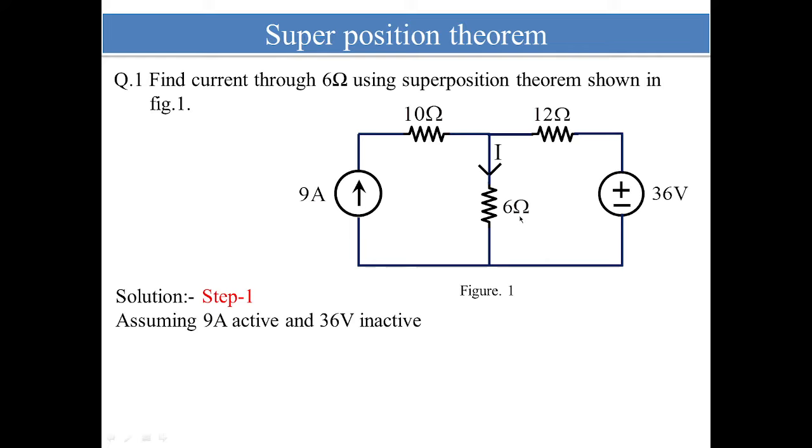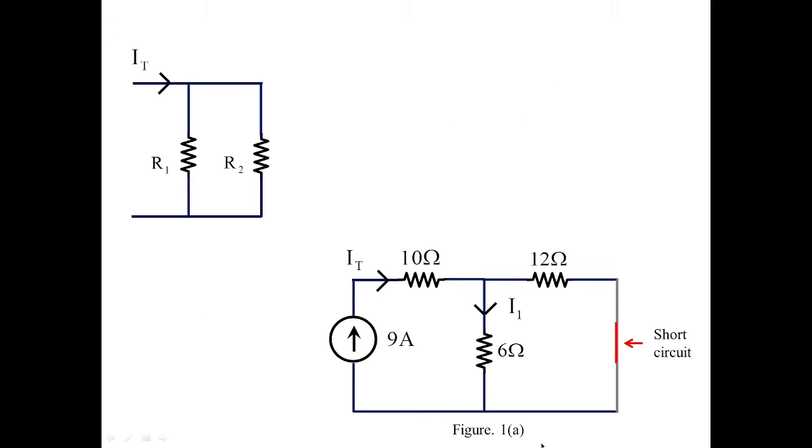So step 1, assuming 9 amperes active and 36 volts inactive, I am going to make 36 volts a short circuit as shown in this figure 1a. So 36 volts is shorted over here. When this is shorted, 12 ohms becomes parallel to 6 ohms, and therefore we have a parallel circuit of 6 and 12. Whenever you have parallel resistors, we are going to take the help of the current division rule to obtain the result in a particular branch.